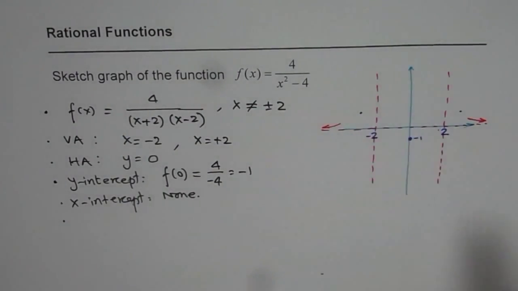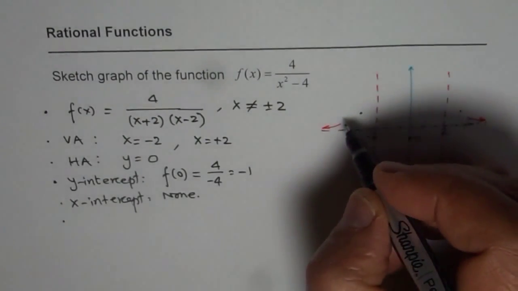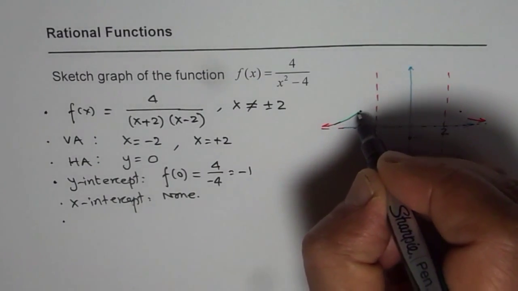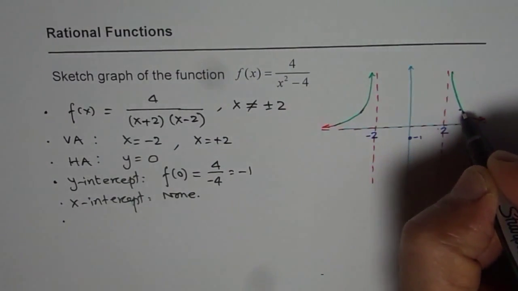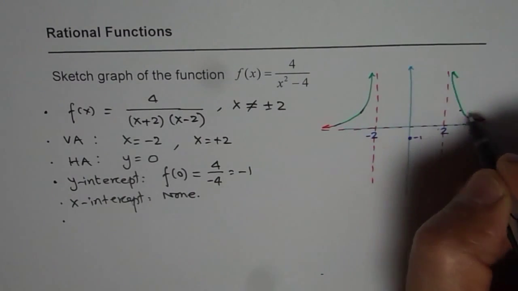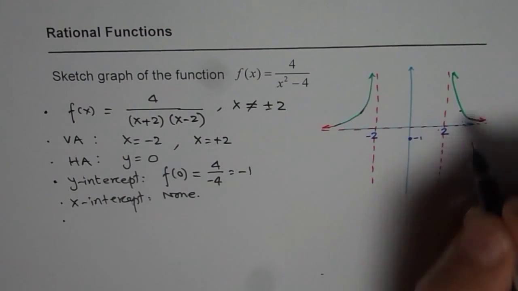So we get a few points here. These points will help us to draw the function. So we can draw this function kind of like this on this side and kind of like this on the other side, right? So it has to be like a 1 over x graph.